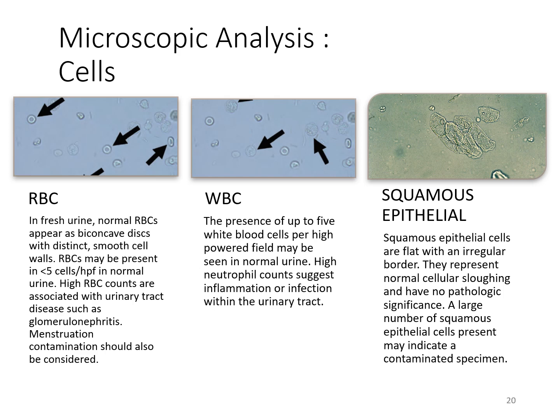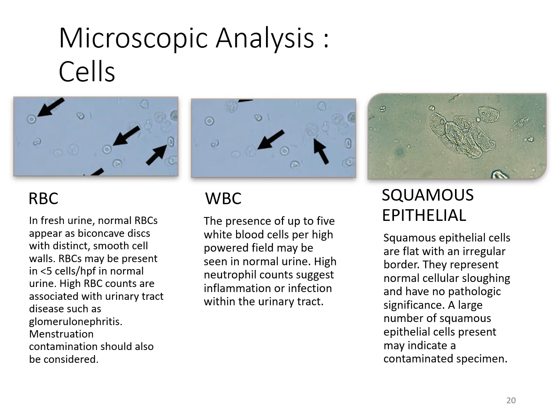Some of the things that we look for would be red blood cells. In fresh, normal urine, they typically have that biconcave shape to them. You may see an occasional one; less than 5 per high-powered field is normal. However, if you start seeing a lot of them, then it could be associated with some sort of urinary tract disease like glomerulonephritis, or it could be a contaminant from menstruating.